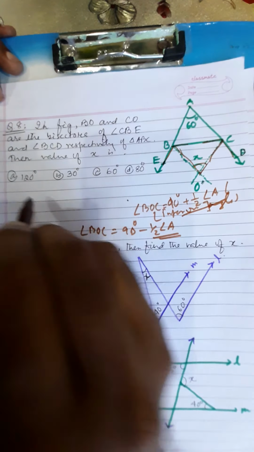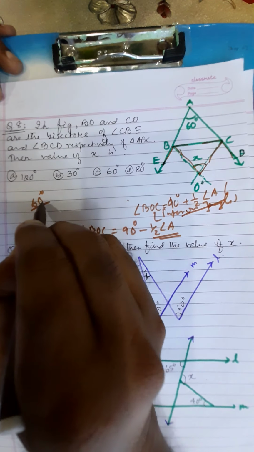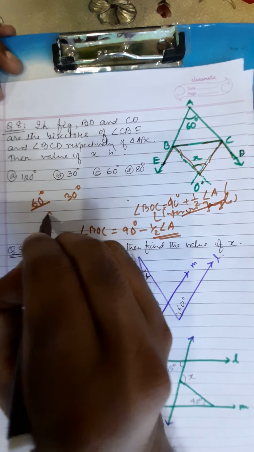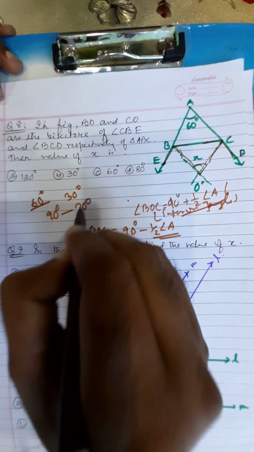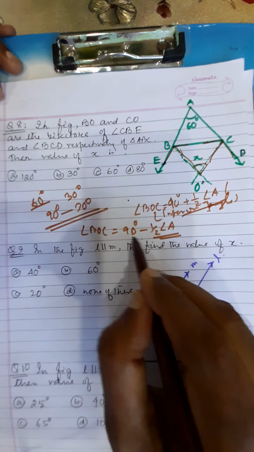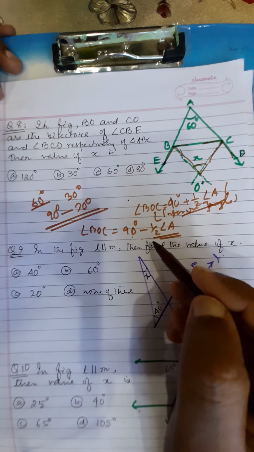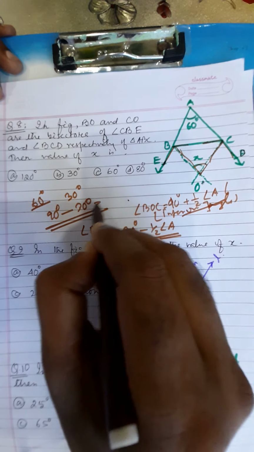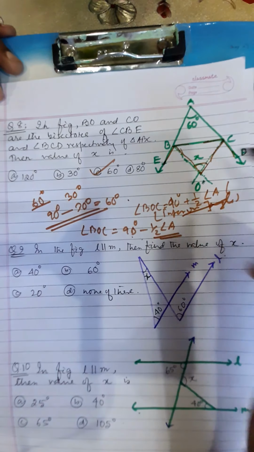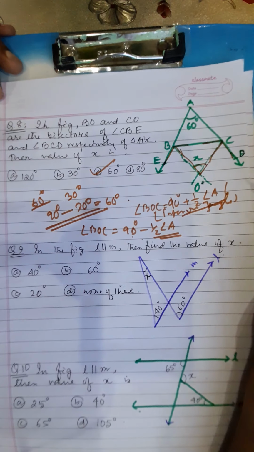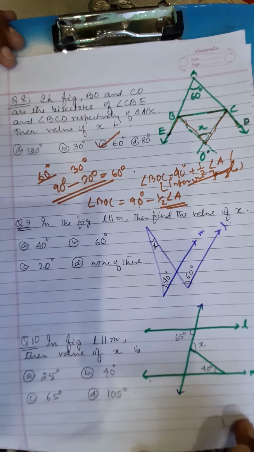So angle A is equal to 60 degrees, half of angle A is 30 degrees. So 90 degrees minus 30 degrees. Put it here, 90 degrees minus half of 60 degrees, which is 30 degrees. That is nothing but 60 degrees. So this value of x is 60 degrees. This answer is 60 degrees. Okay.